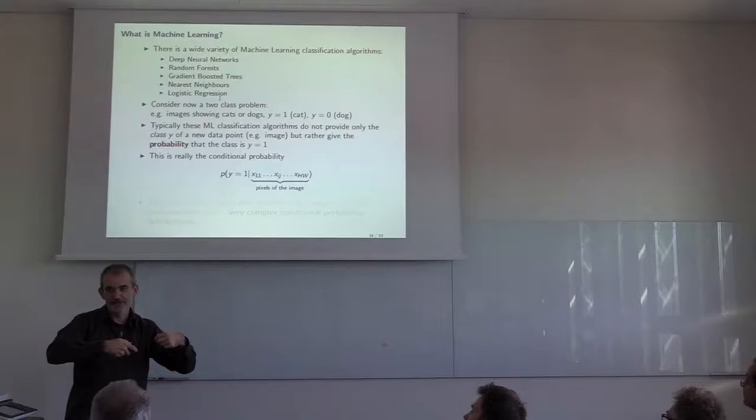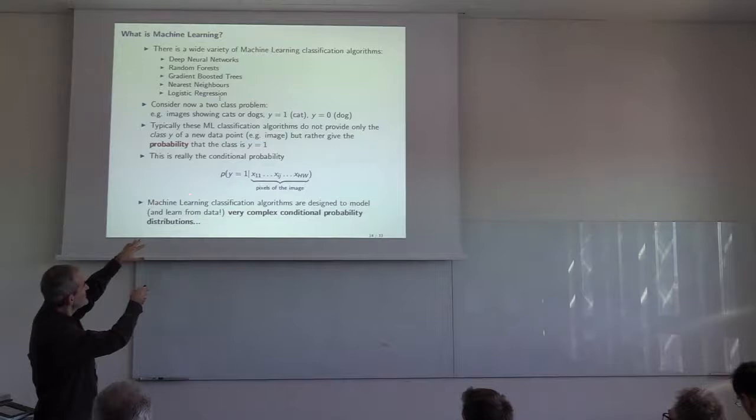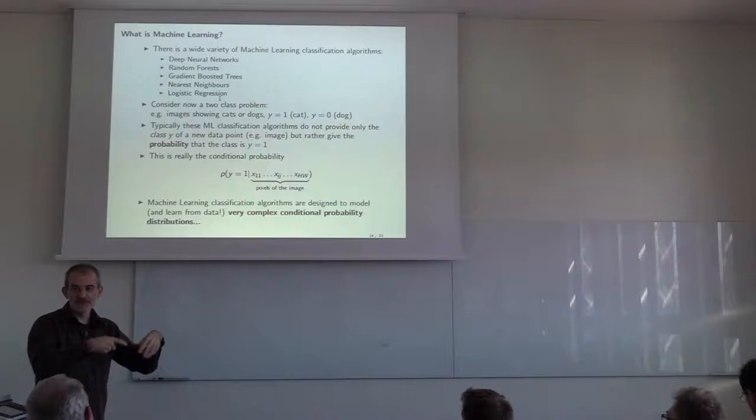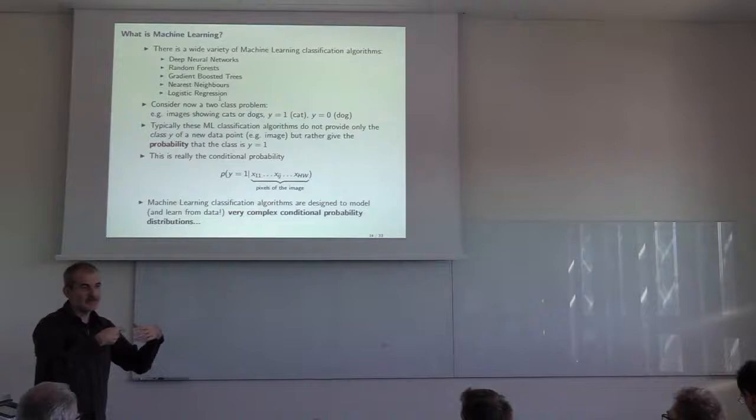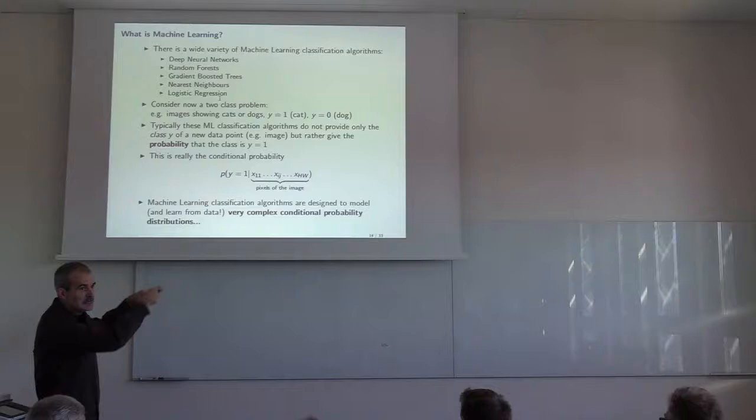This is the reason why these machine learning tools can be very useful for computing the entropy. What we see is that those tools are designed to model extremely complex conditional probability distributions just by looking at data. This is the main conceptual reason why they are useful, and we will encounter exactly this conditional probability distribution when we look at the formula for computing the entropy.